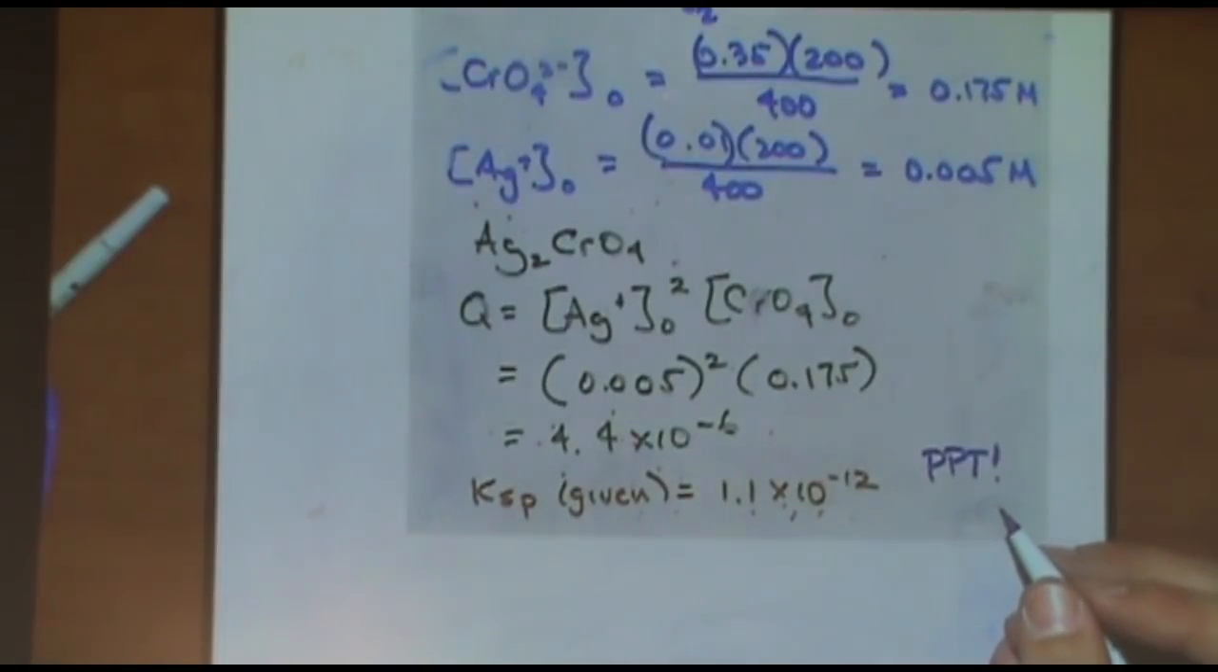If it did not precipitate, what would we do with B and C? I mean, it's kind of a lame problem. We couldn't really do it. We need a precipitate to really continue the whole problem because it's asking about the precipitate. So it would be ridiculous if it didn't precipitate. All right, so the next part, B. What's the silver concentration at equilibrium?